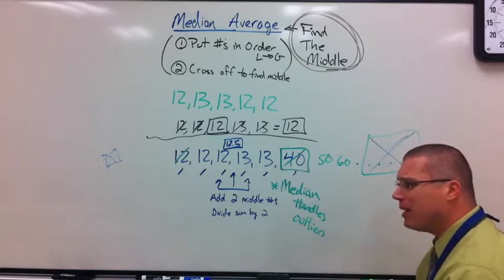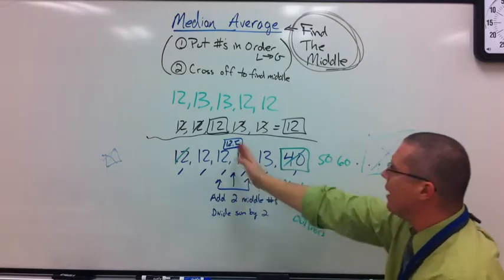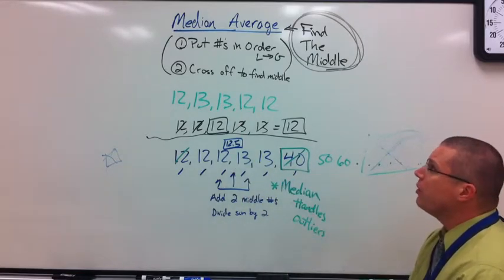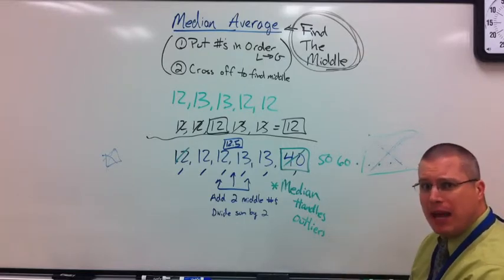It says, I don't care how big or small you are, you're crossed off to me, I'm going to work towards the middle, and that's what I'm going to do. So understand the median is perfect for outliers. That's why it was made.